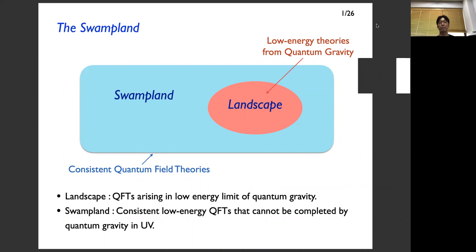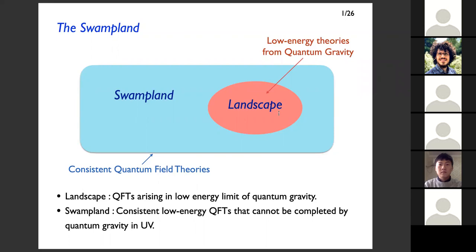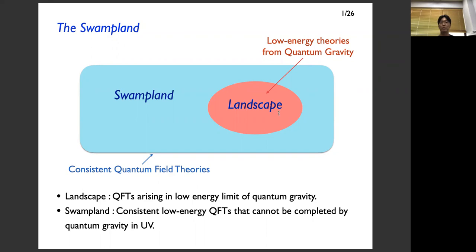This is basically the space of consistent quantum field theories, which are unitary and have no apparent quantum anomalies. These theories are all good theories before we couple them to gravity. There are infinitely many consistent quantum field theories, as you know. One famous example is four-dimensional N=4 super Yang-Mills theories with arbitrary single gauge group. They are all consistent quantum field theories.